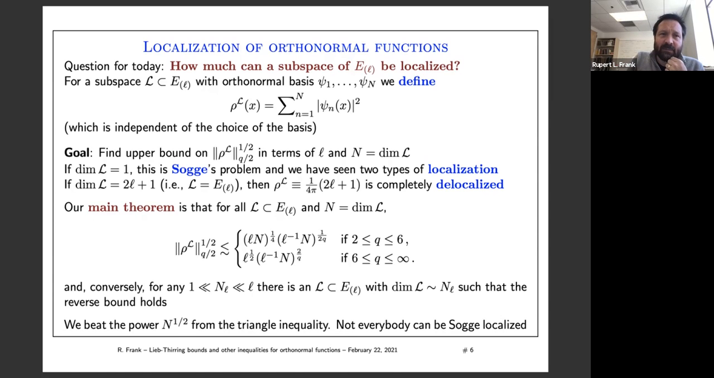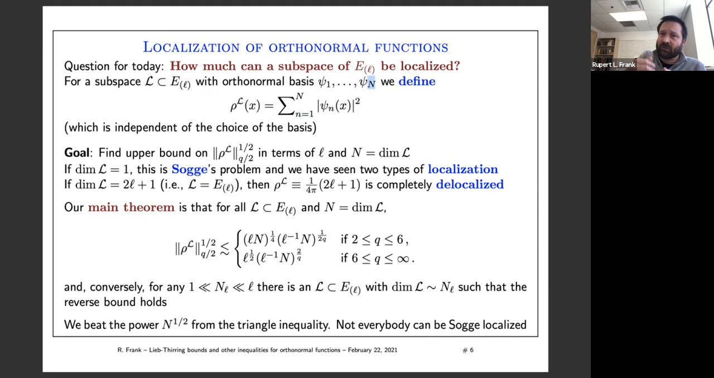I'm picking a subspace in that spectral subspace EL, and I'm taking an orthonormal basis of that subspace. So I'm picking n functions in that space. And then what I'm looking at is their square sum. This is a quantity that's independent of the choice of the basis. So it really depends on the choice of the subspace in that space of spherical harmonics. And the parameter n is at our disposal.